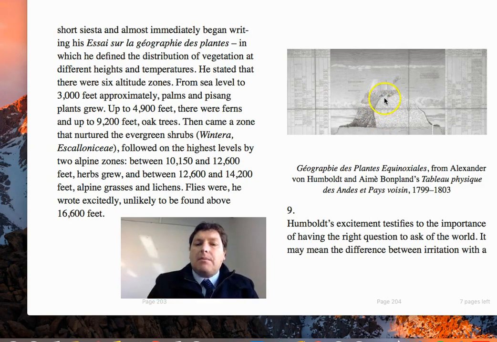And we get the image here of Géographie des Plantes Equinox Axialis from Alexander von Humboldt and Aimé Bonpland's Tableau Physique des Andes et Pays Voisins, 1799 to 1803. That's a bit of a mouthful. But you get the descriptions. Now, this is scientific curiosity.